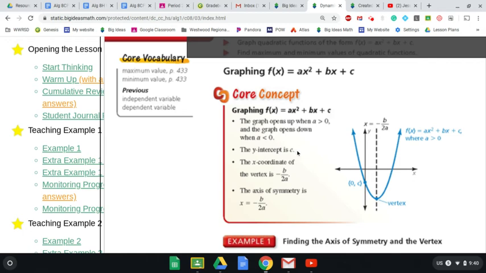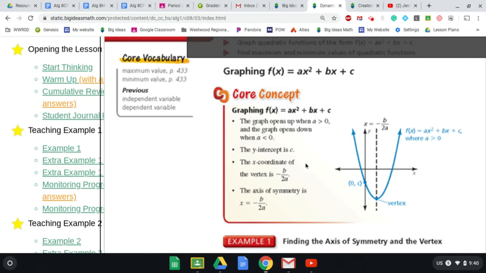Remember that the y-intercept is when x equals 0. Imagine I were to plug in 0 into this equation for x. If I plugged in 0 here, this whole term would eliminate. And if I plugged in 0 here, this whole term would eliminate as well. The only thing I would be left with is c. So the y-intercept is always going to be the number, or the constant, added at the end.